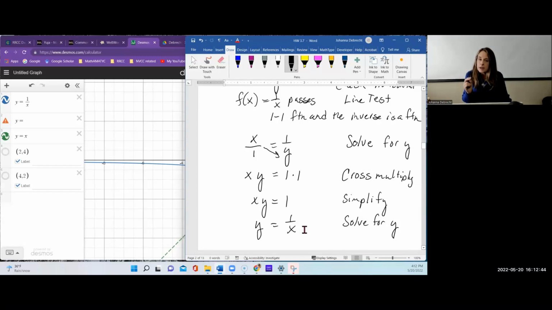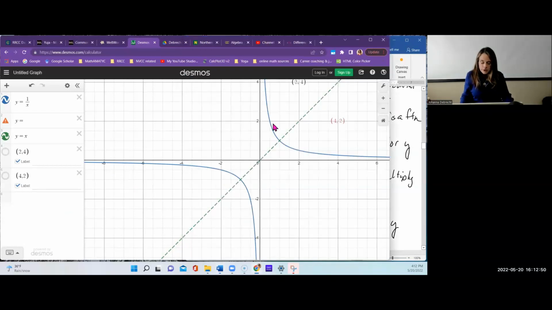What about swapping ordered pairs? Let's check a couple of ordered pairs. Looking at the original function, let's suppose we let x be 2. Then 1 divided by 2 would be the number 1/2. So (2, 1/2) should be on the graph of the original. There it is right there.